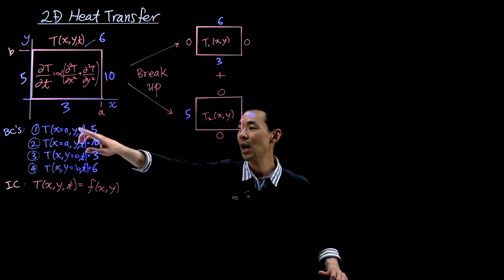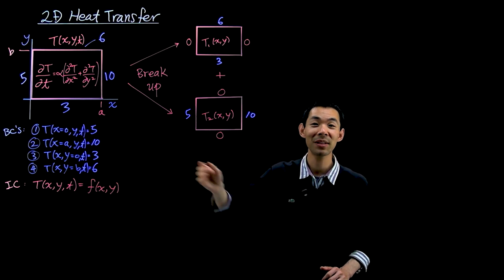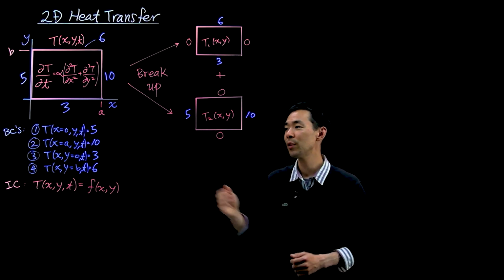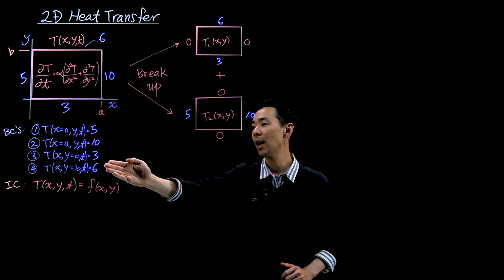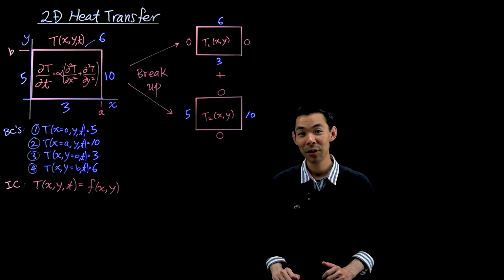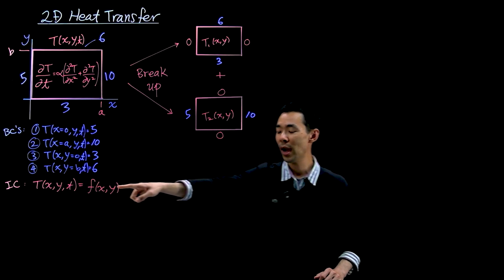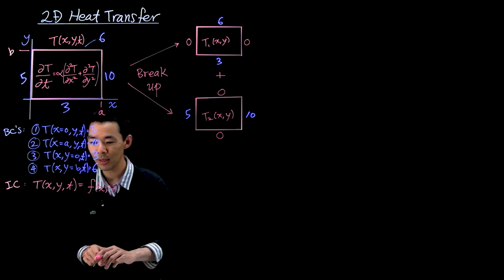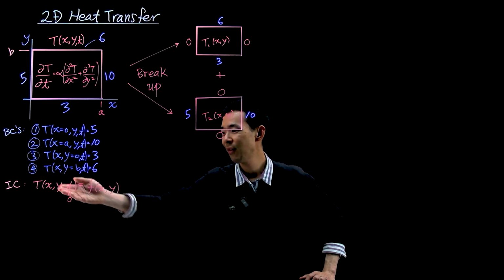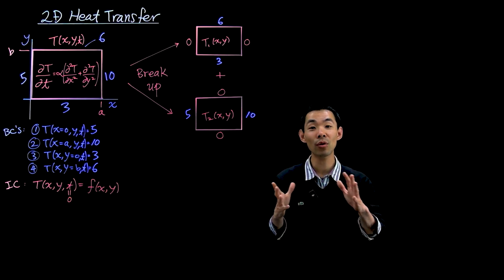I've inserted the time dependence into each of these boundary conditions. I've kept the boundary conditions the same as the previous example, just as demonstration, but they can be arbitrary functions of y or of x, depending on which sides of the boundaries you're talking about. Still Dirichlet boundary conditions. And I've added an initial condition where at time t equals 0, we have some known function of x and y.